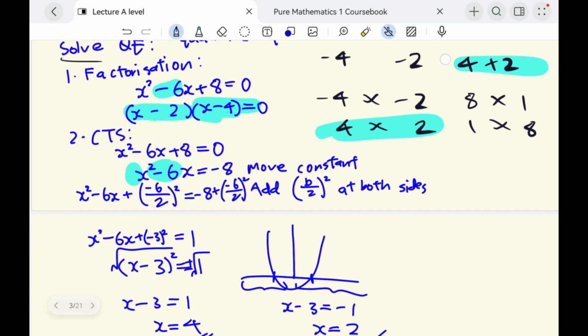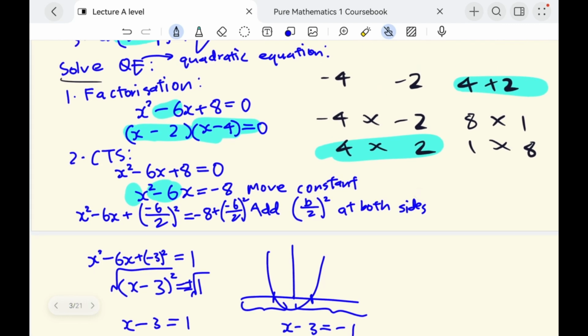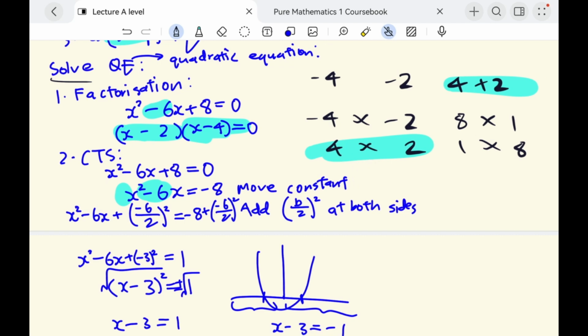Okay? And the next method, if you feel that you are not able to carry out the factorization, you can use the second method, which is CTS. Okay, how does CTS perform to find your x from a quadratic equation? So you are given this equation, make sure that your quadratic equation equals to 0 before you solve it. Okay, I forgot to add on another step. Let your quadratic equation equals to 0 to find your x.